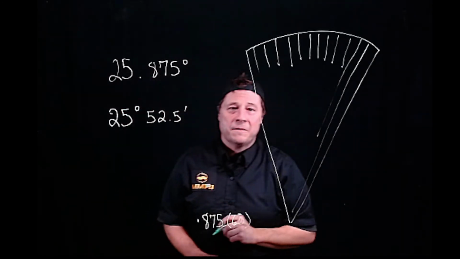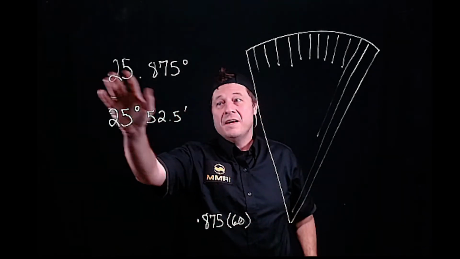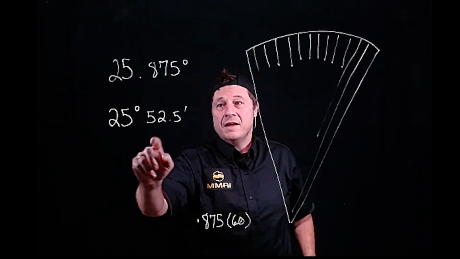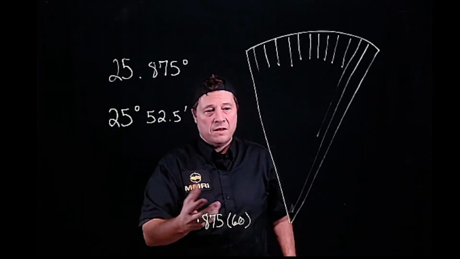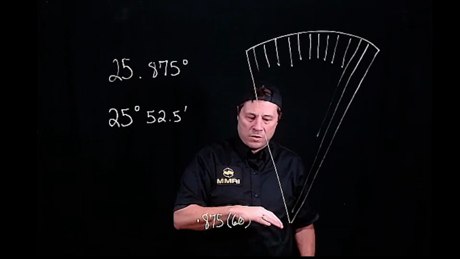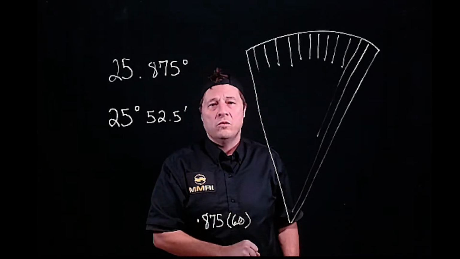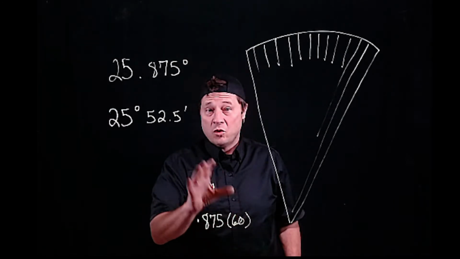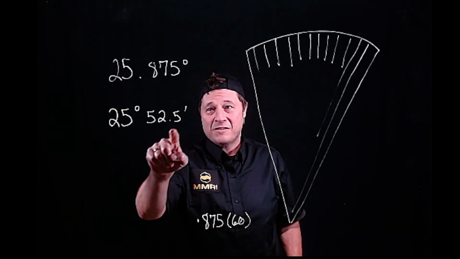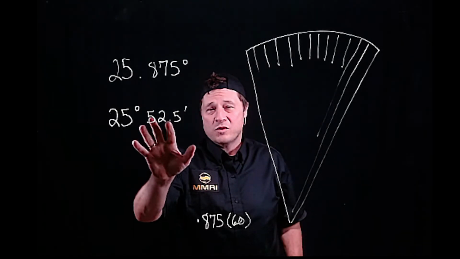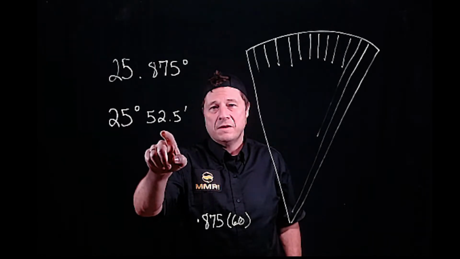52.5 minutes. So now I had a decimal degree here. Now I have whole degrees and a decimal minute, right? So any instructions that we get in our assignments will tell us, it may say round to the nearest whole minute. All right, so if we're told to round to the nearest whole minute, remember that decimal place, that 5 tells you what to do to the 2, right? So if this was round to the nearest whole minute, it would say 25 degrees, 53 minutes, right?